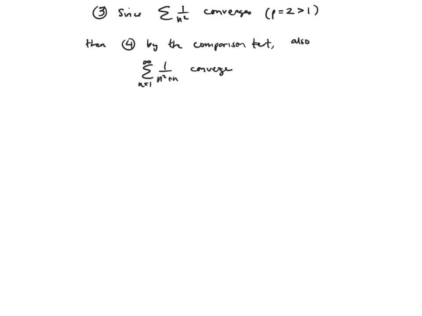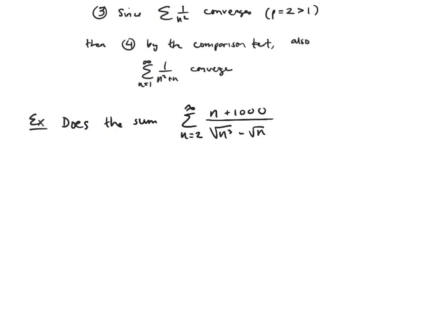Okay. Try another example. Let's just keep rifling through these. Does the sum from n equal 2 to infinity of n plus 1,000 over the root of n cubed minus the root of n converge or diverge? One little note here, n is equal to 2 at the start.